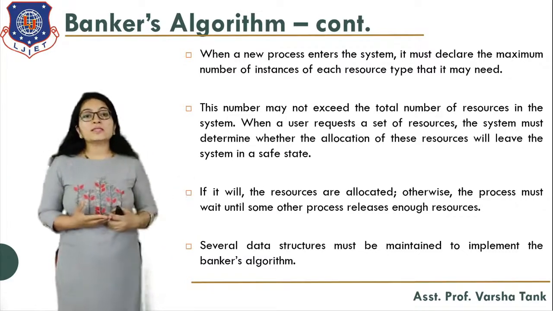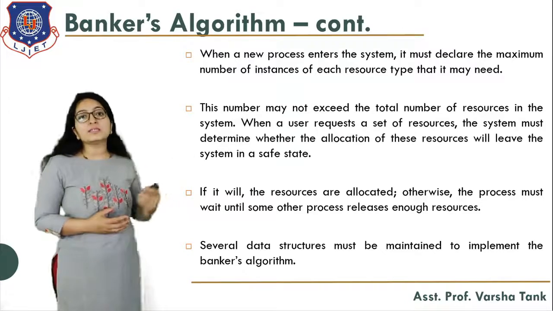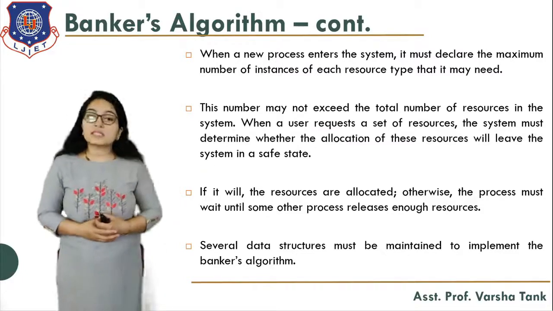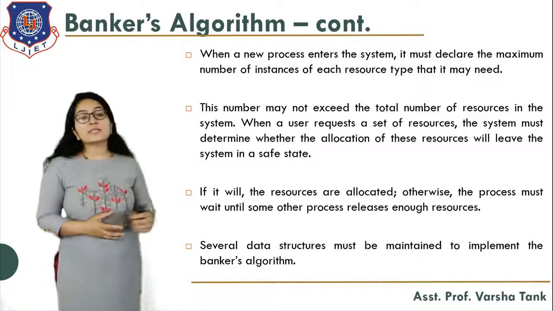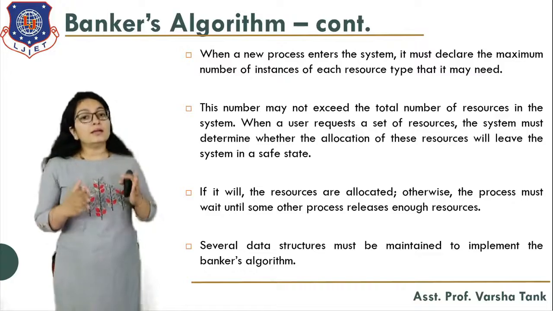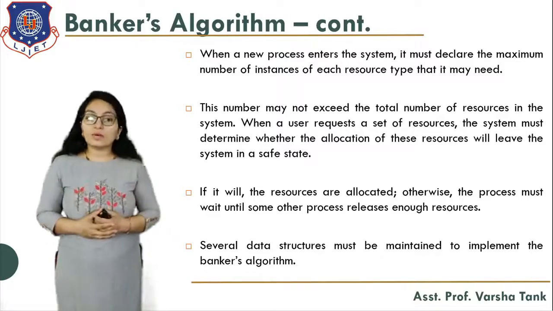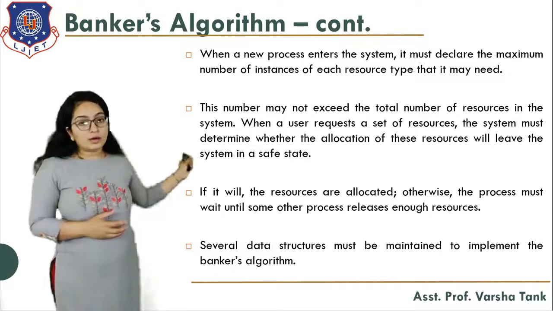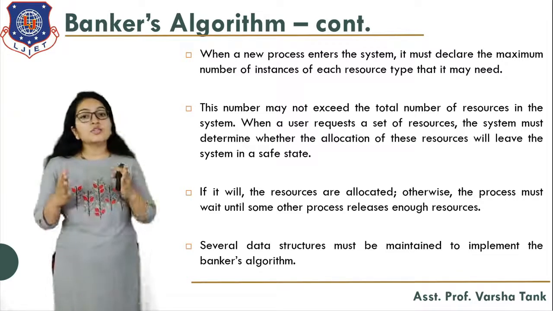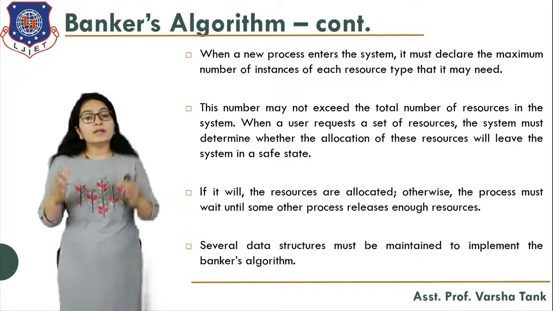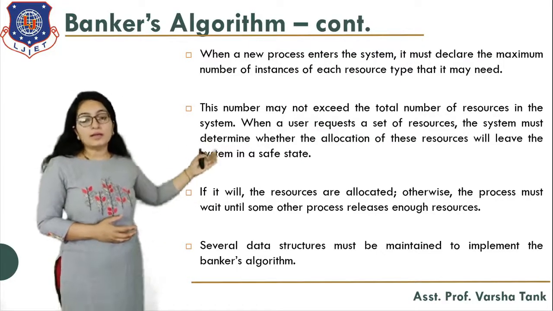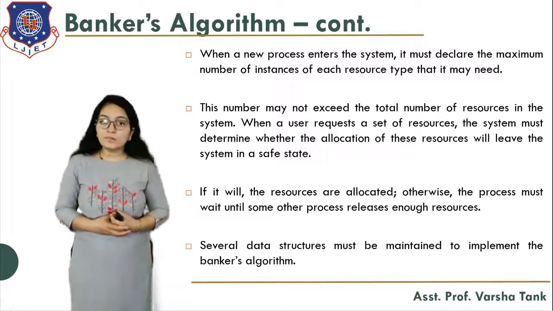When a user requests a set of resources, the system must determine whether the allocation of these resources will leave the system in a safe state. So when the process demands the maximum resources, for example 8 or 9, make sure it is not greater than the total available resources. And again, we have to check that if we are granting the resources to this particular process, it should not lead to a deadlock state, it should not lead to an unsafe sequence. Then and only then can we fulfill the request of this particular process.